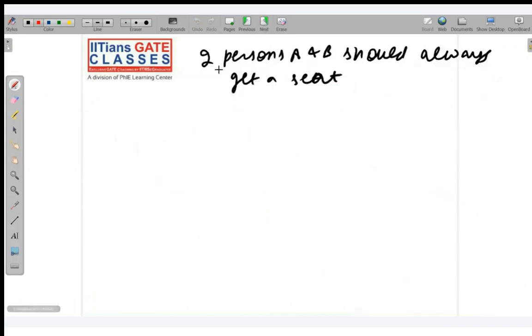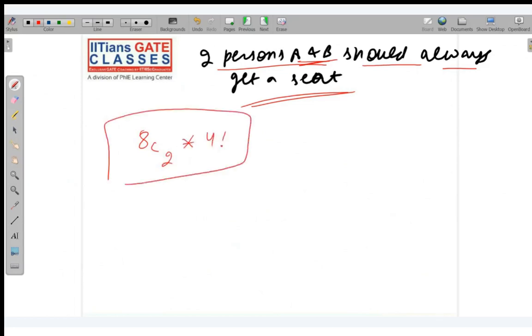Next is: 2 persons A and B should always get a seat. So now I'm saying 2 persons should get a seat. From the 10 persons, 2 persons are already gone. So 8 persons are remaining. From these 8, how many will you pick? Only 2 persons. And how many will you arrange? 4 persons. So 8C2 into 4 factorial.